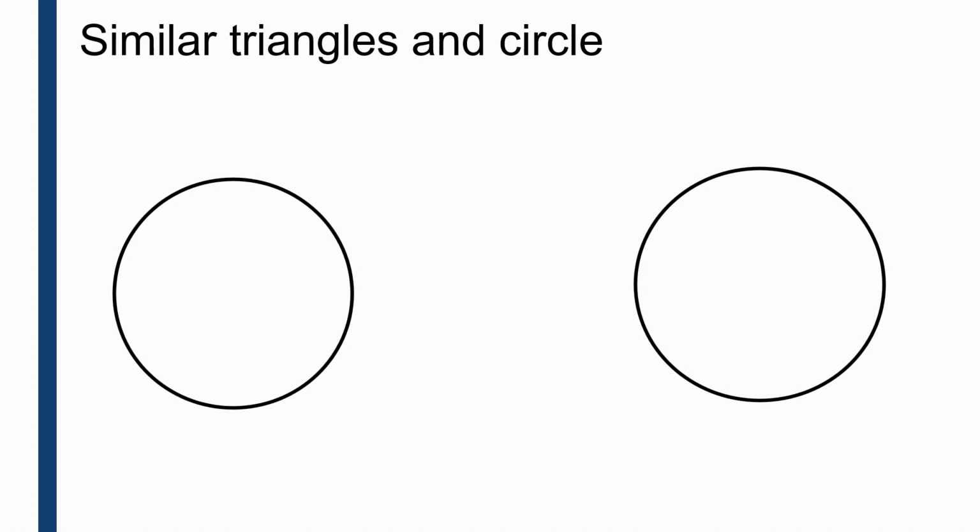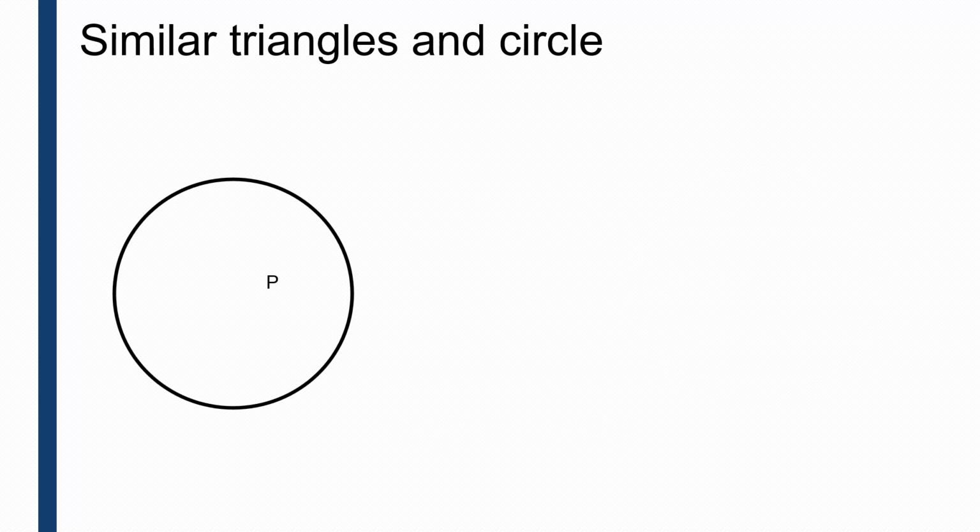Similar triangles and circles. There are two cases where we can see similar triangles in a circle. One is when P is inside of the circle. The other is when P is outside of the circle. For both cases, we have the equation PX times PY is equal to PU times PV. Let's look at the first case when P is inside of the circle and prove this equation.